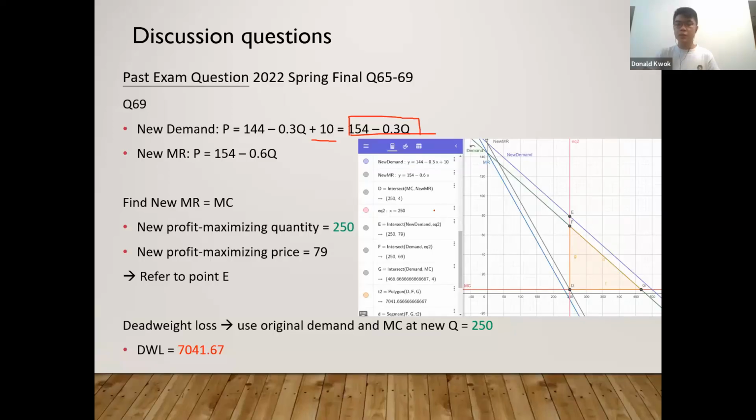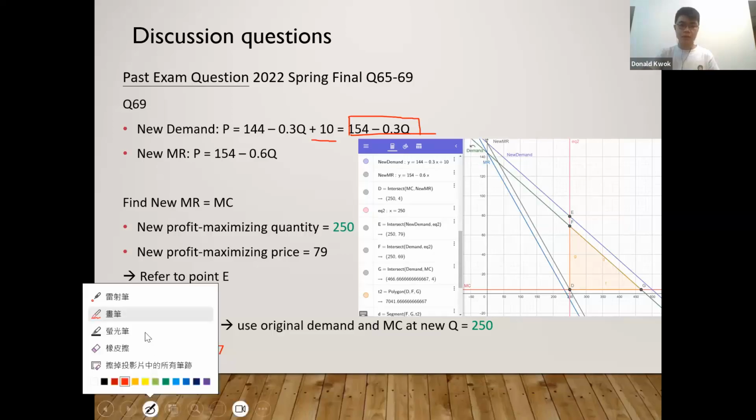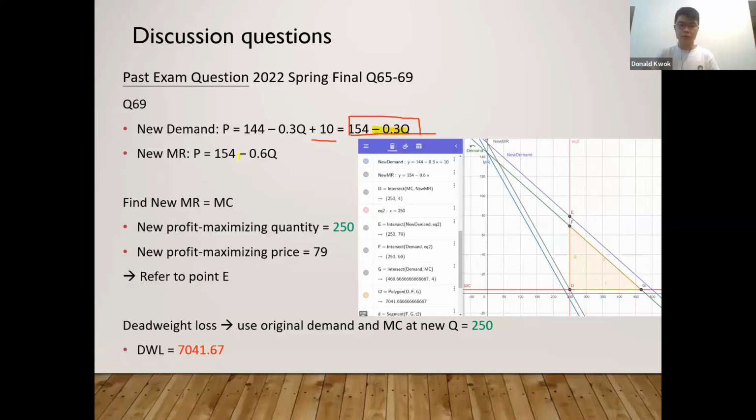Step 2 is to obtain the new MR curve by multiplying the coefficient in front of Q in the demand curve by 2. Okay, so we have the new MR. Step 3 is to apply the profit maximizing condition to find the profit maximizing quantity. So we just plot everything in GeoGebra to find the intersection between the new MR and the original MC. So we have point D here. The corresponding quantity suggested by point D will give us the profit maximizing quantity, 250.